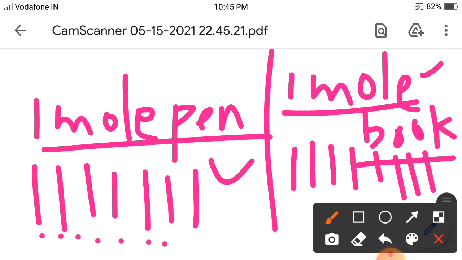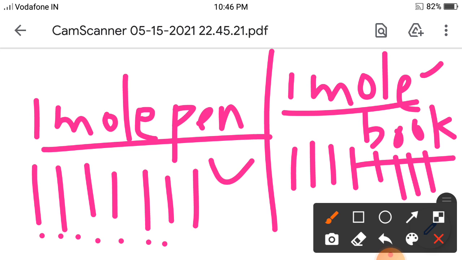But what is the difference here? Can 1 mole of pens and 1 mole of books have the same mass? Can you guess and just imagine and say? Do 1 mole of pens and 1 mole of books have the same mass? No.